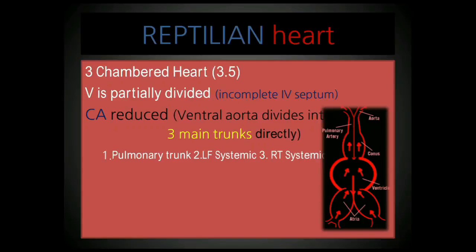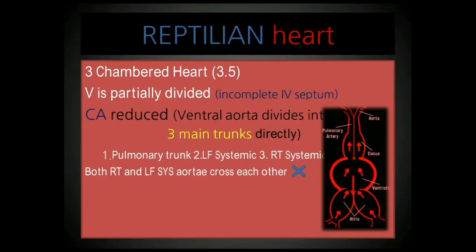Now the first trunk is the pulmonary arch. It will be going to the lungs. Second is the left systemic, so it will be going to the systemic, which refers to the organs. So that will be going to the body organs. And we have a right systemic arch also. So we have two systemics and one pulmonary arch in the case of reptiles.